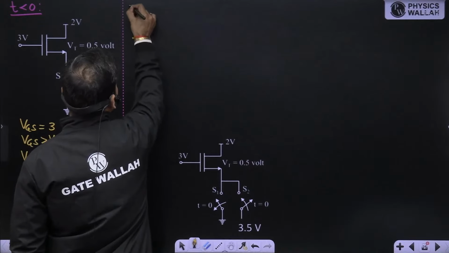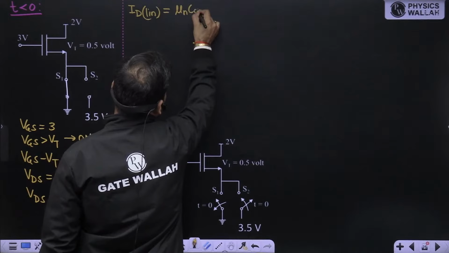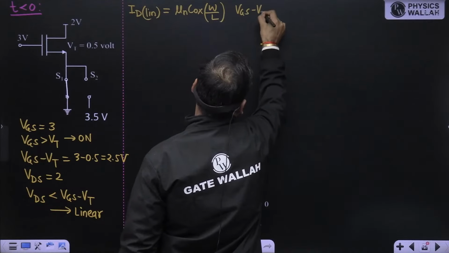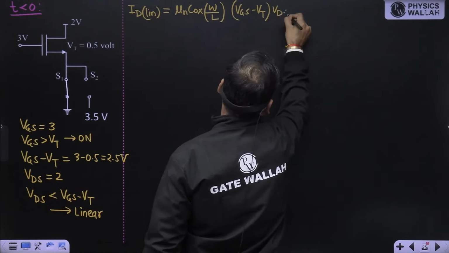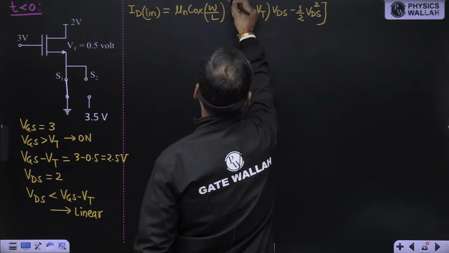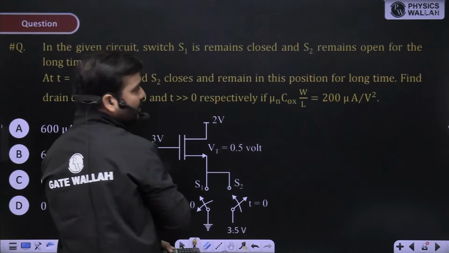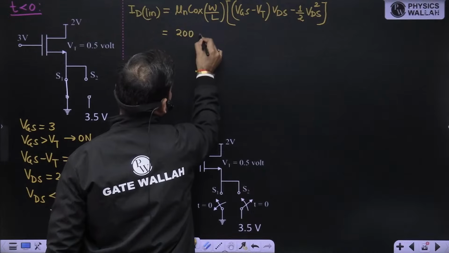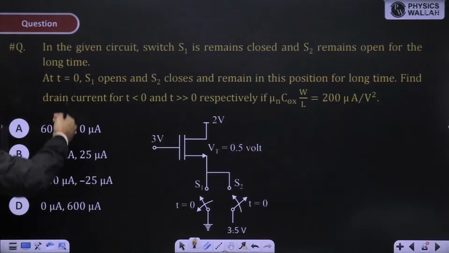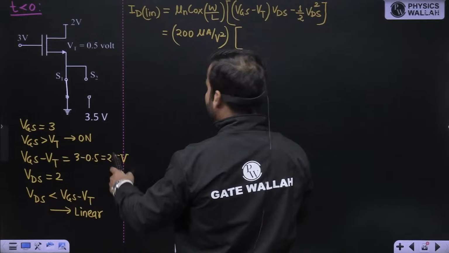And in the linear region, what is the current equation? Mu n Cox W by L times (VGS minus VT) into drain to source voltage minus half VDS square. So mu n Cox W by L is how much? 200 micro. Let it be written in the same format because all the options have current in the microampere. Now what is VGS minus VT? So VGS minus VT is 2.5.